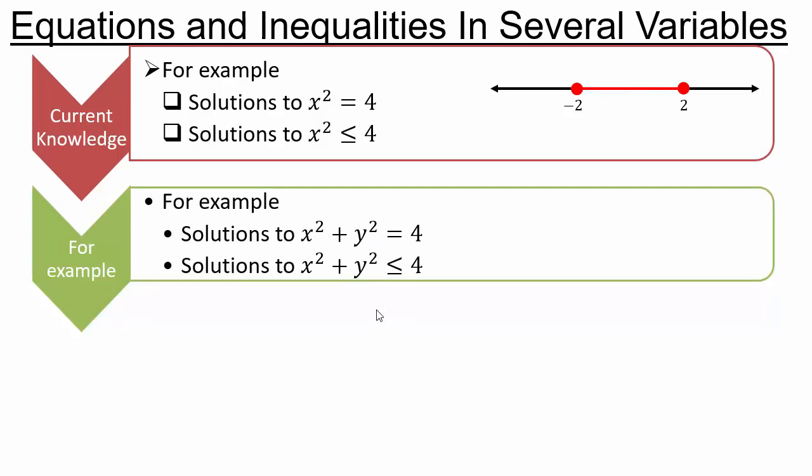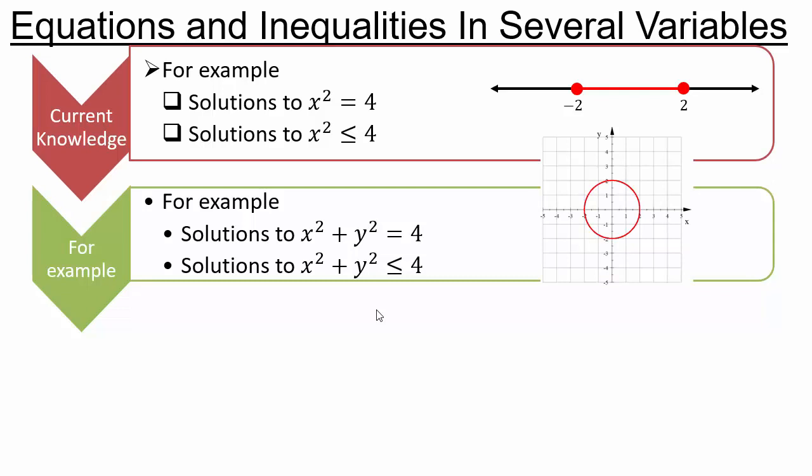So now, for example, x squared plus y squared equals 4, or x squared plus y squared less than or equal to 4. Those are equations and inequalities in two variables. All points that are exactly 2 units away from (0, 0) create the equation in two variables x squared plus y squared equals 4, using the Pythagorean theorem. And so that represents all points on this circle with center (0, 0).